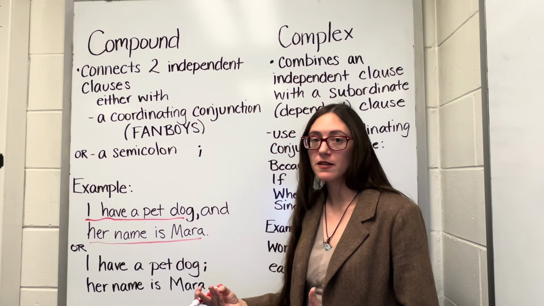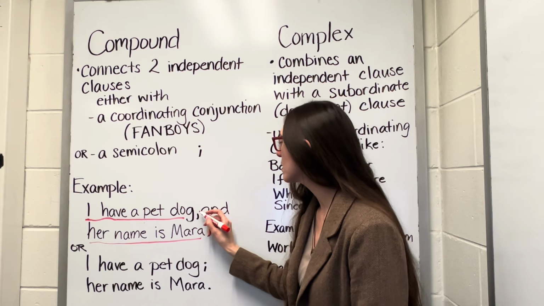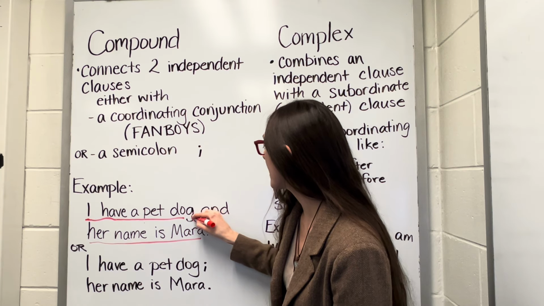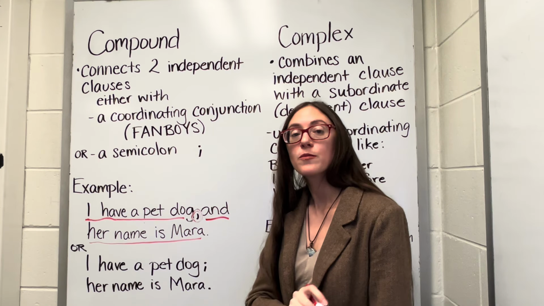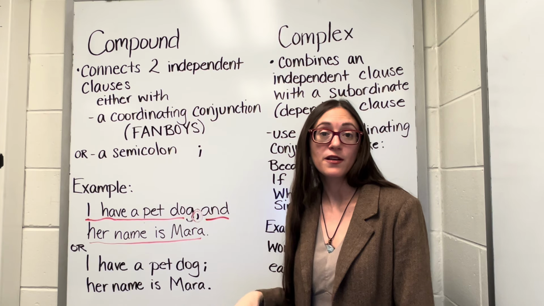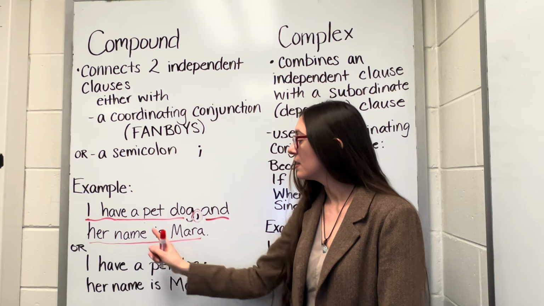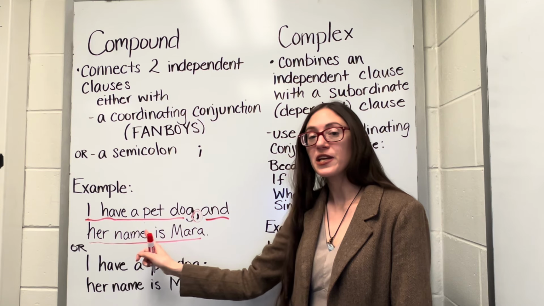and I just want to make my sentence a little bit longer and have some varied sentences in my writing, I can say, I have a pet dog, comma. So I add a comma, and then put the coordinating conjunction and, because I'm adding on another idea that is connected. I have a pet dog, comma, and her name is Mara.